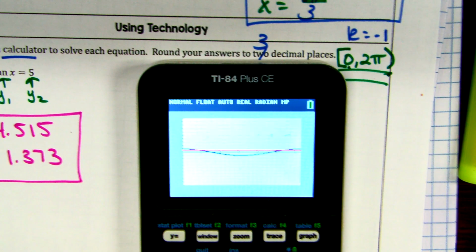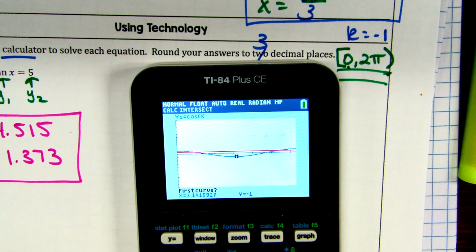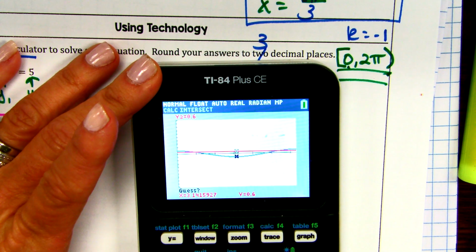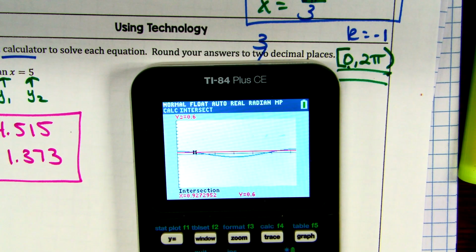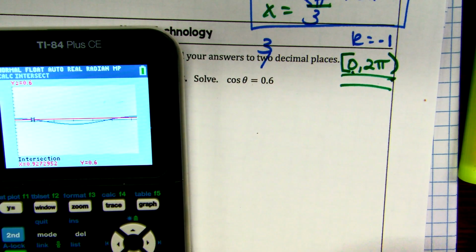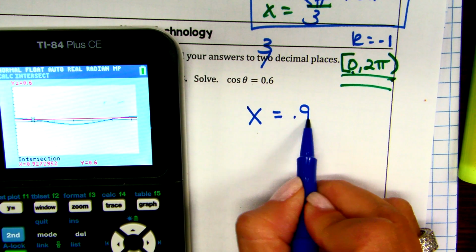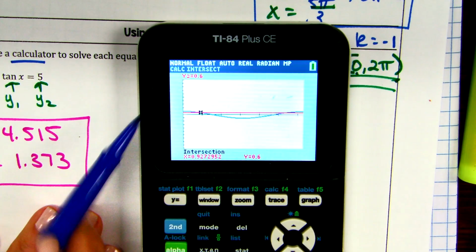Up, middle, down, middle, up. There's 0.6. There's 2 points of intersection. Second calc intersect. That's a perfectly good starting spot. Enter, enter, enter. It found that first one. You can see where my cursor ended up. That's the first solution. Why is that important? Well, it's not really that important, but just so I know where to go to get my second one. So we've already found this one.